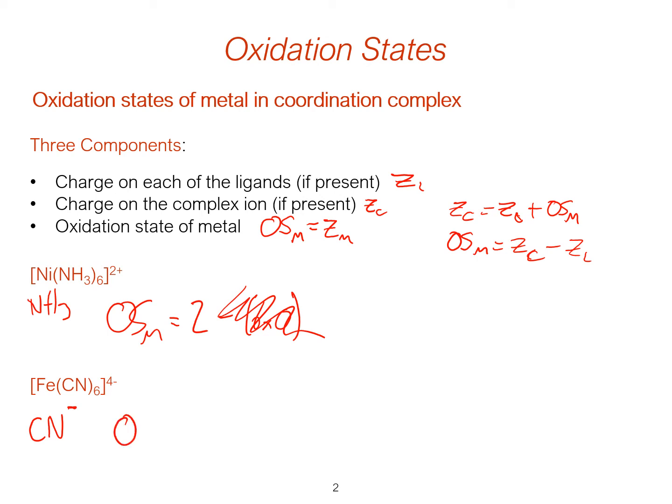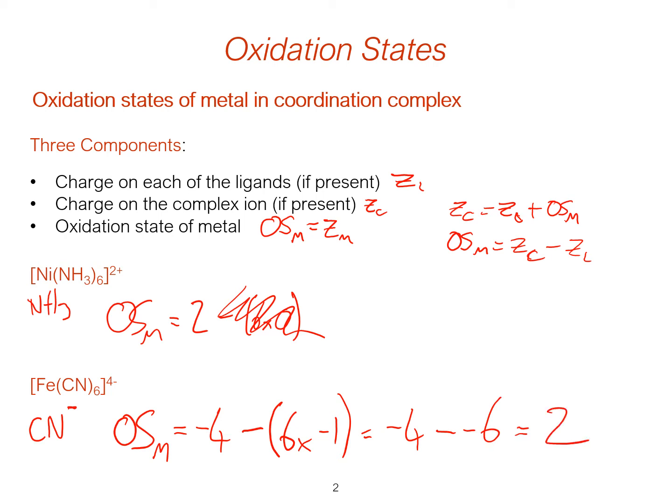So in this case, the oxidation state of the metal equals the charge on the complex, which is -4, minus the charge of the ligands, and this is 6 times -1, because we've got 6 of these cyanide ligands and they've all got 1 negative charge. So then this ends up being -4 minus -6, which is 2. So in this case, the oxidation state of iron is iron 2, or +2.